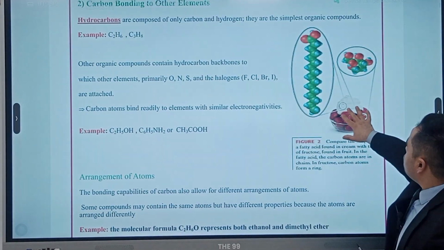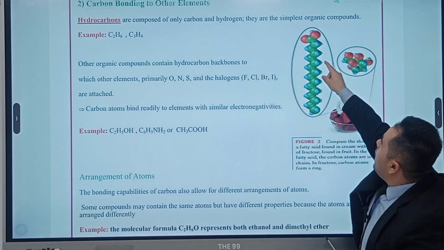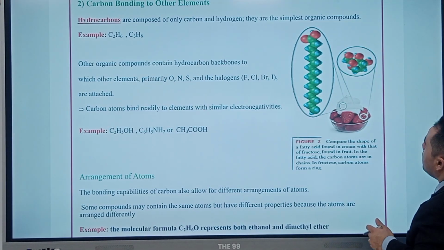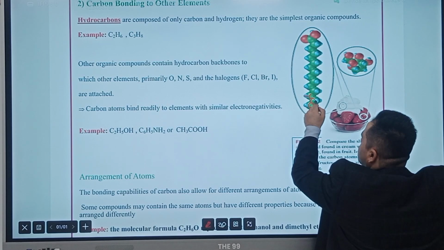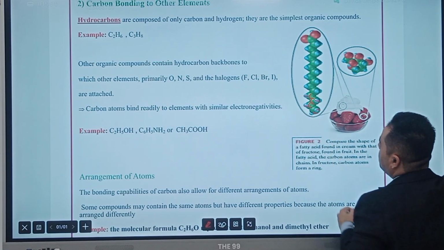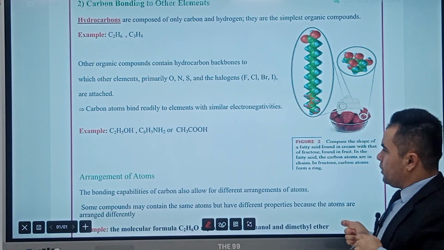Here we have a strawberry with cream over it. As you can see, the carbons in the structure and the hydrogens are bonded to the carbons in the structure, guys.